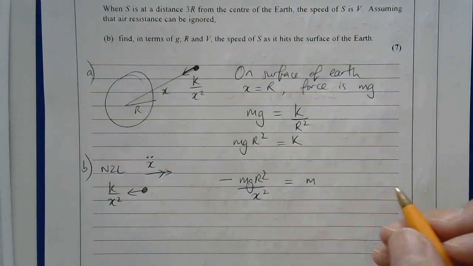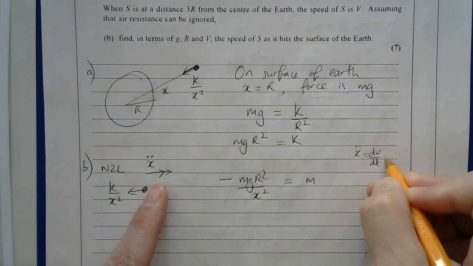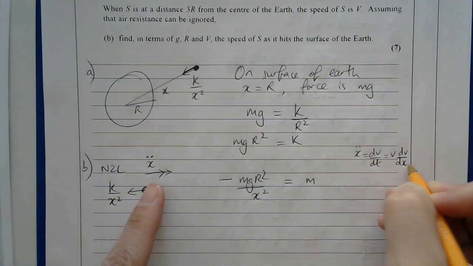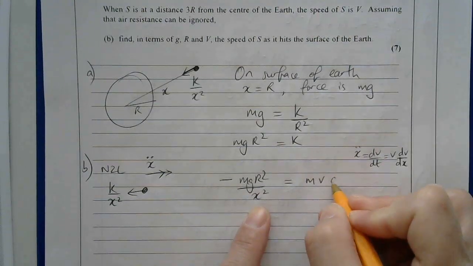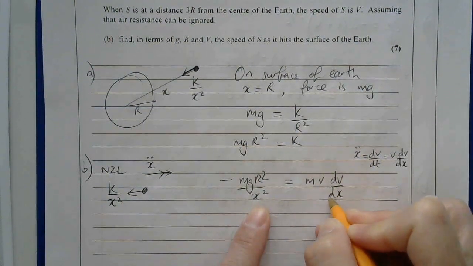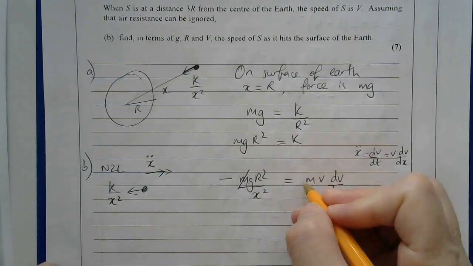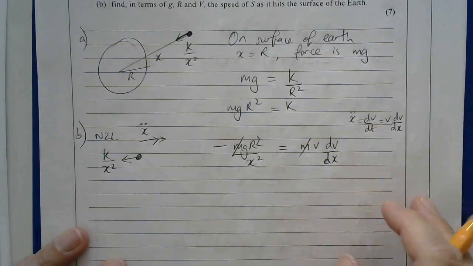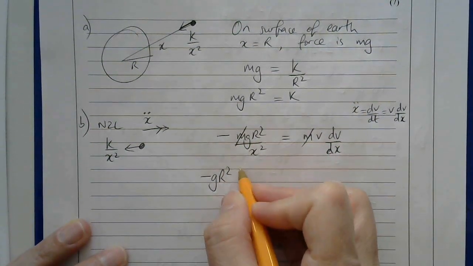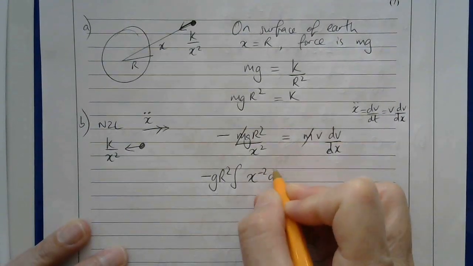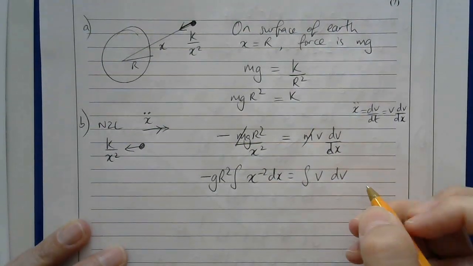Now for the acceleration, I can either use dv by dt or v dv by dx, and in this case, because I've got this force in terms of x, I'm going to use v dv dx. I can see that I've got m on both sides of the equation, so I can divide both sides by m, and now I can separate and integrate. So if I rewrite the left hand side, I've got this constant gr squared. I'm integrating x to the power of negative 2 with respect to x, and then on the right hand side I would integrate v with respect to v.